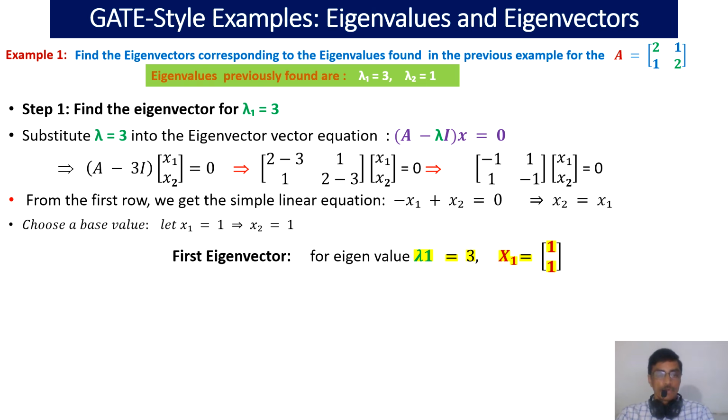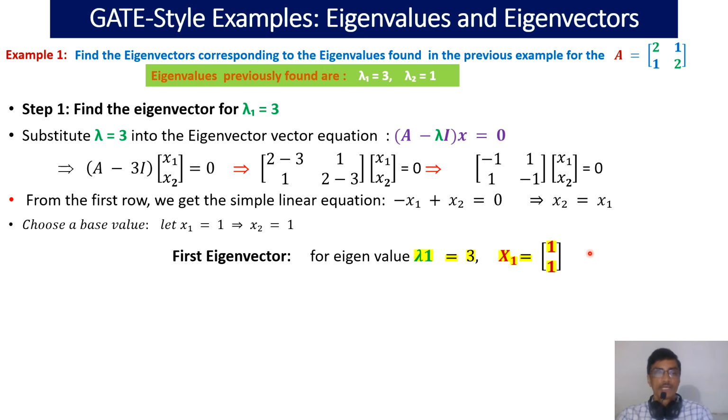From the first row, we get the simple linear equation minus x1 plus x2 equals 0. This gives x2 equals x1. Taking x1 equals 1, we get x2 equals 1. Therefore, the first eigenvector is x = [1 1] for the eigenvalue lambda 1 equals 3.